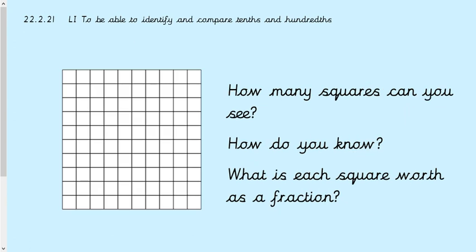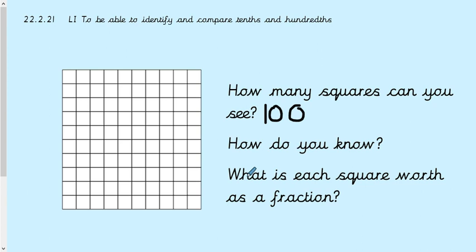Now let's look at this. So how many squares can you see now? Rather than counting them all individually, you could just use it like an array. So count how many are down the side, how many are along the top, and then times them together. So you should see that we have 3, 4, 5, 6, 7, 8, 9, 10. And then 1, 2, 3, 4, 5, 6, 7, 8, 9, 10. And 10 lots of 10 is 100.